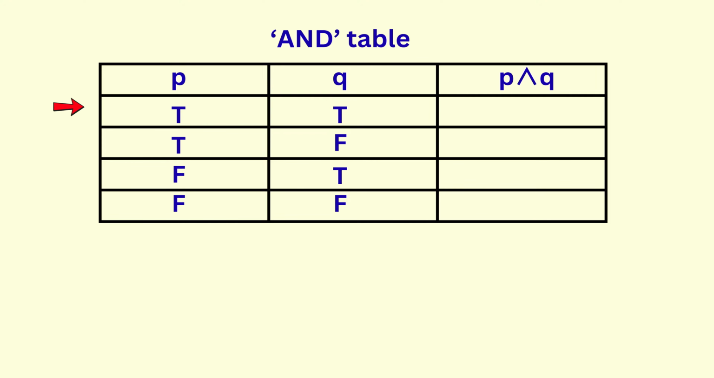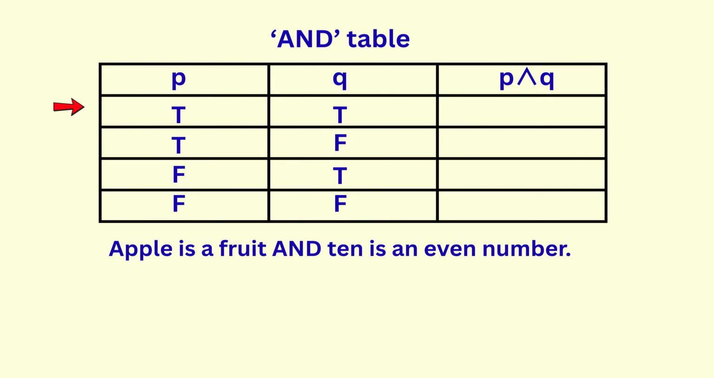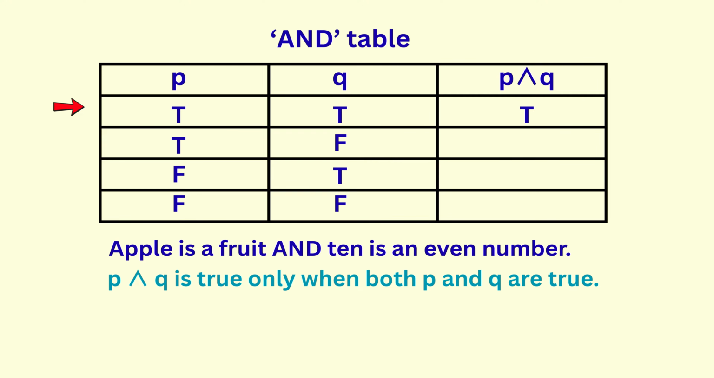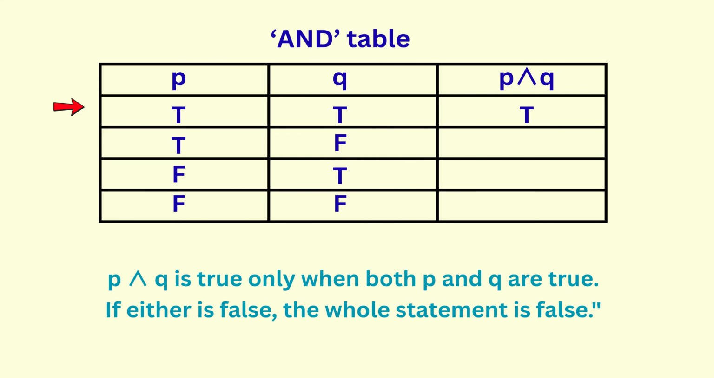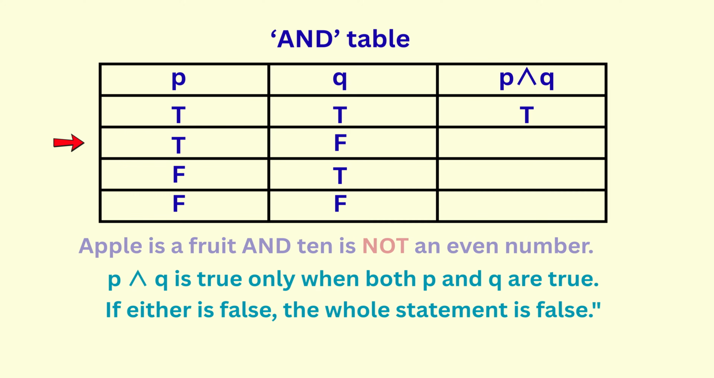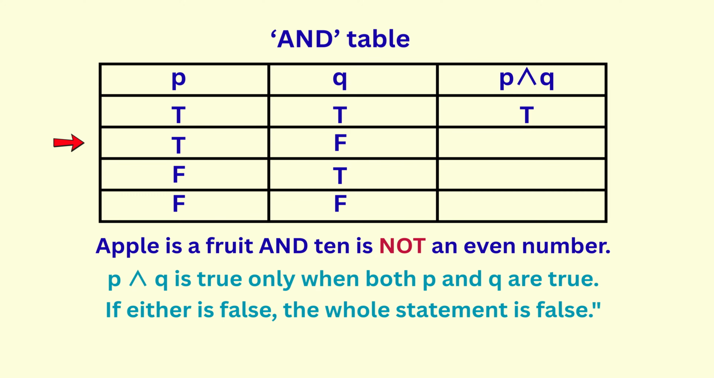In the first row where both statements are true, that is, "apple is a fruit and 10 is an even number," the compound statement is true. In fact, the conjunction P and Q is only true when both statements are true. If either is false, the compound statement is false. If you look at the second row, it would read, "apple is a fruit and 10 is not an even number." The whole statement is false. So when combining two simple statements to form a sentence, both statements must be true for the compound sentence to be true. So the rest will be false.